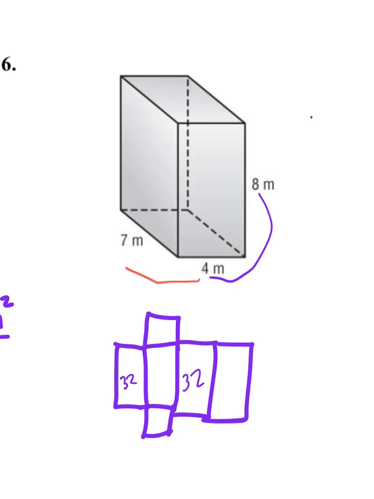Then I'm going to do 4 times 7, which is 28. Maybe this one is 28, and maybe this one is 28. And last, I'm going to do 7 times 8, which is 56. Maybe this one is 56, and maybe this one is 56. So to find my total surface area, I just add up all of those areas. And they add up to 232 square meters.